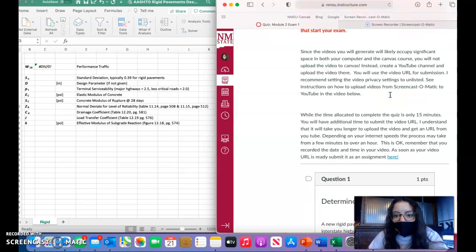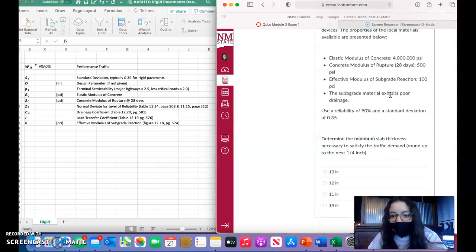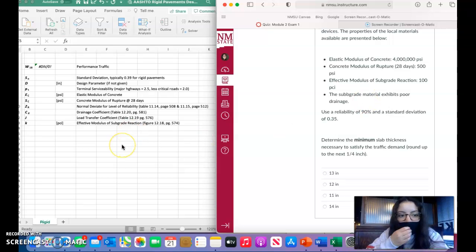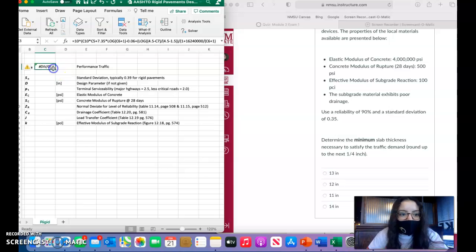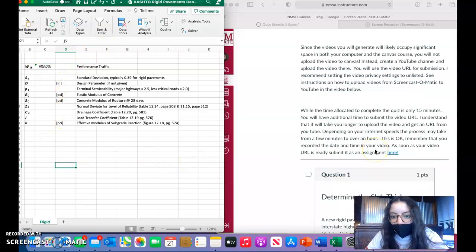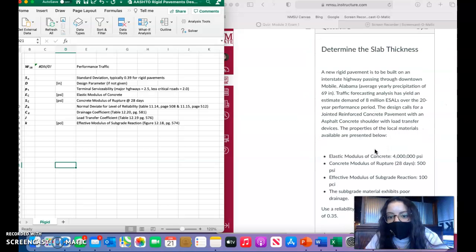So this is exam number 1. I'm going to be using the AASHTO rigid pavement equation. It's up here, and I'm going to be using Excel. So I'm going to write down all my knowns first. We're looking for the slab thickness, so we're going to be looking for D.